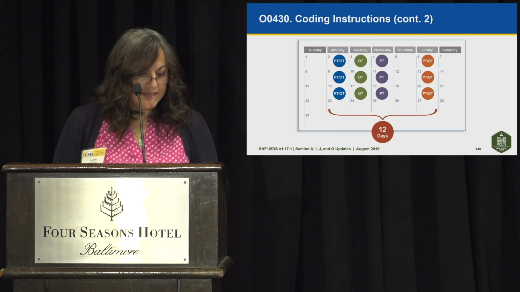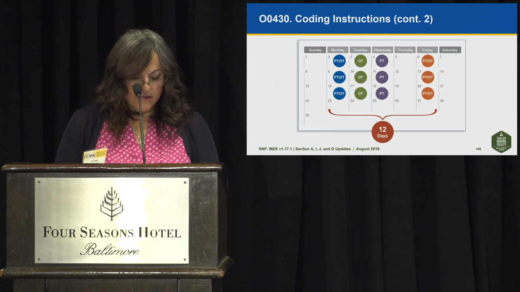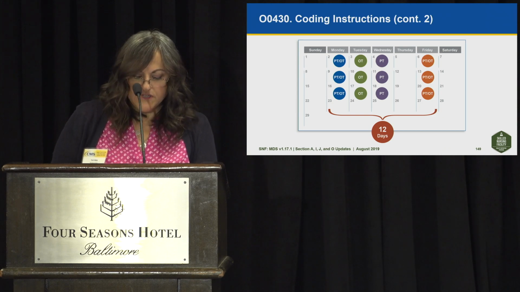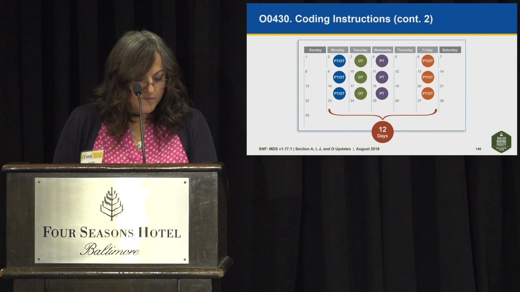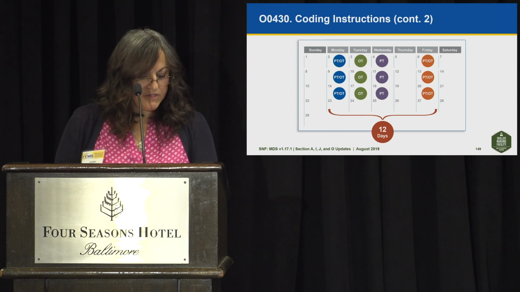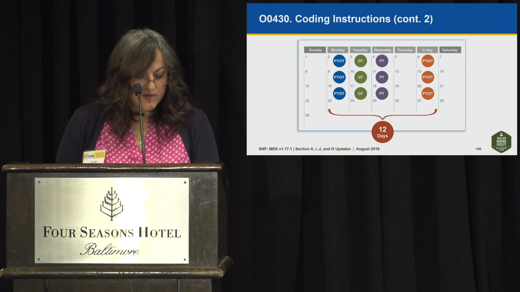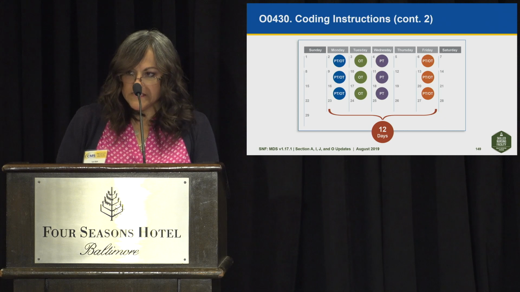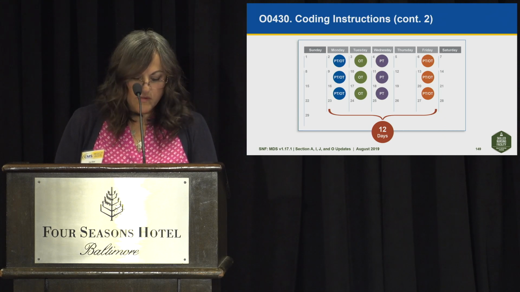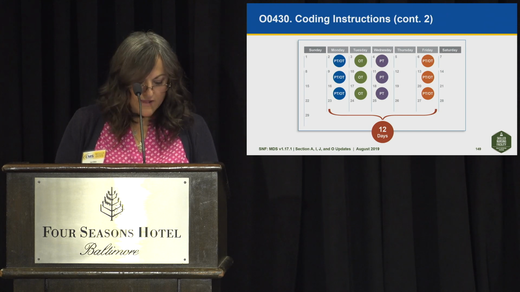So if we were to plot this out on a calendar, it might look something like this. Given the therapy services received by Mrs. T during the stay, it would be 12 distinct calendar days in which Mrs. T received therapy services, and that's what would be coded in O0430, because therapy services were provided for at least 15 minutes on 12 distinct calendar days during the stay, every Monday, Tuesday, Wednesday, and Friday.